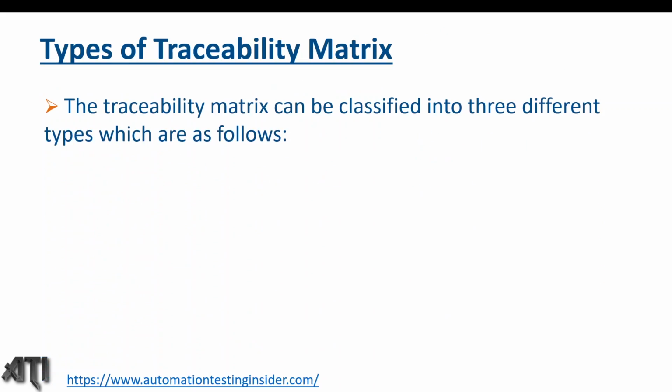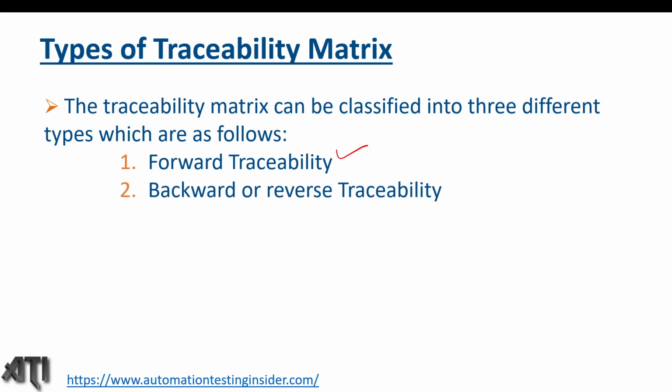What are the types of traceability matrix? The traceability matrix can be classified into 3 types, which we discussed at the beginning of this video. The first one is forward traceability matrix, also called horizontal traceability matrix. Another one is backward or reverse traceability, also called vertical traceability matrix. Another one is bidirectional traceability. Now let's talk about each one of them in detail.